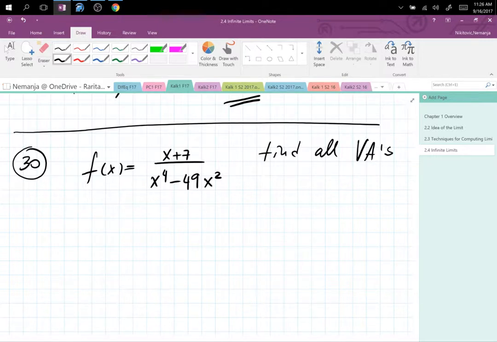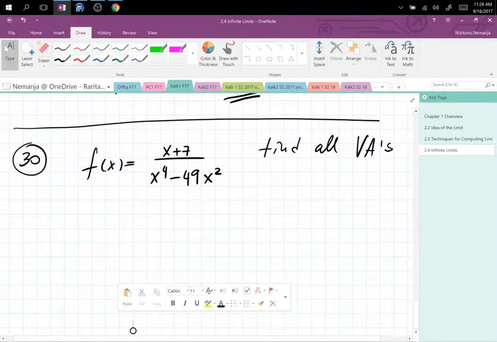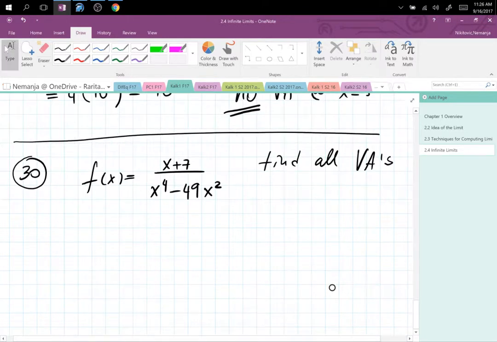Well, let's start by getting the candidates first by setting the denominator equal to 0. So we have, come on, pen. I think the pen decided to take a break. I ran out of ink.